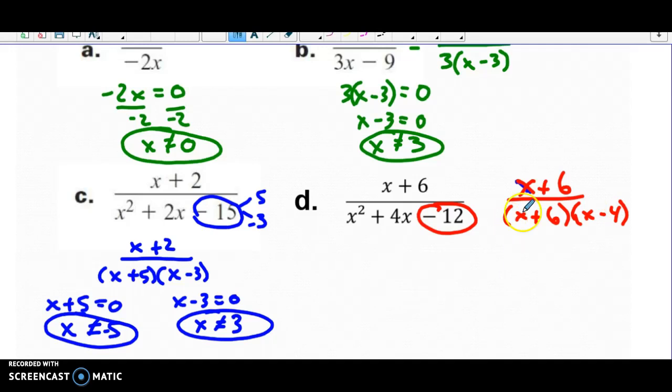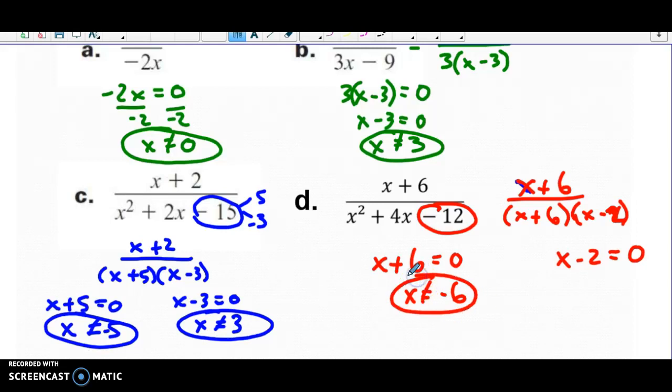Sorry, not 4, 2. The 2 gives me the 12. 2 times 6 is 12, and the 6 minus 2 gives me 4. I don't need a 4, I need a middle term of 4. So I'm going to set each of these factors equal to 0 and solve them separately to find my excluded values. So I can subtract 6 from both sides, and I find that negative 6 cannot be one of my solutions.